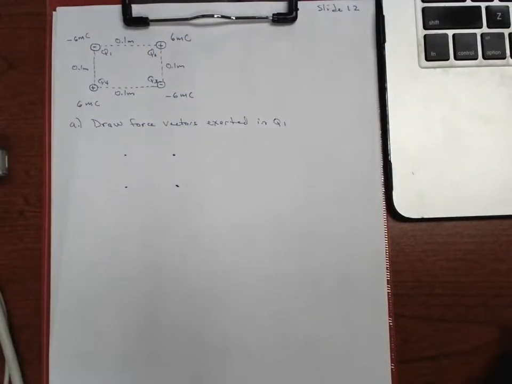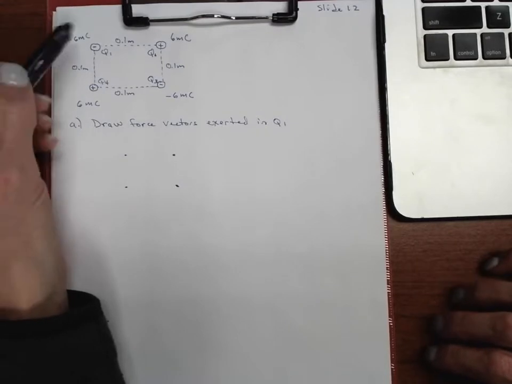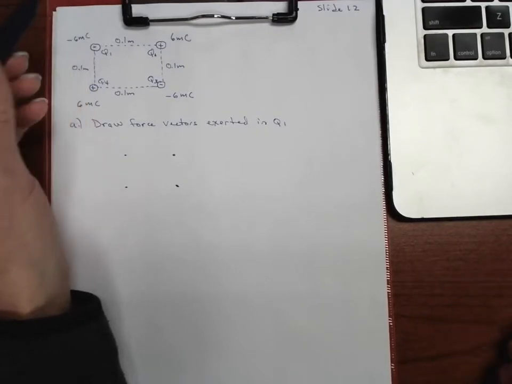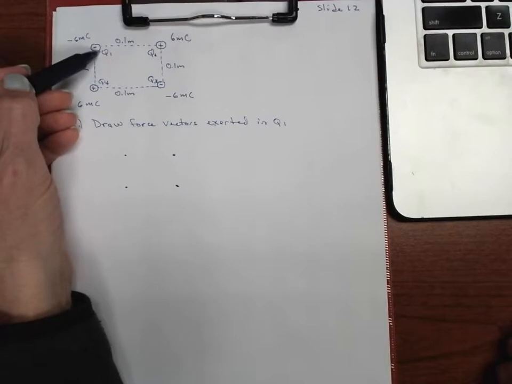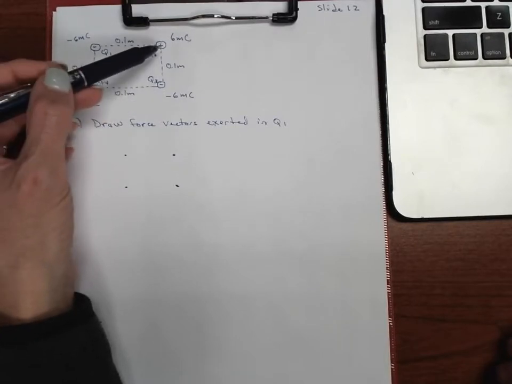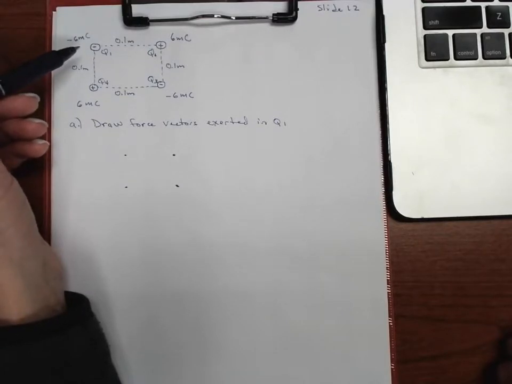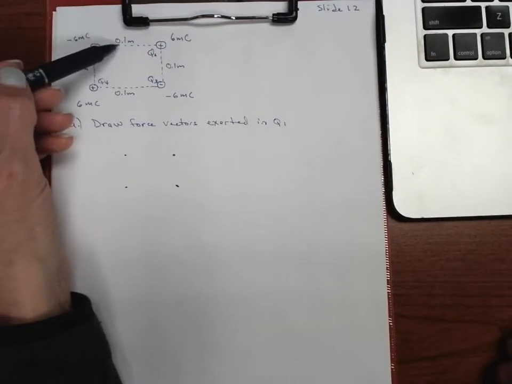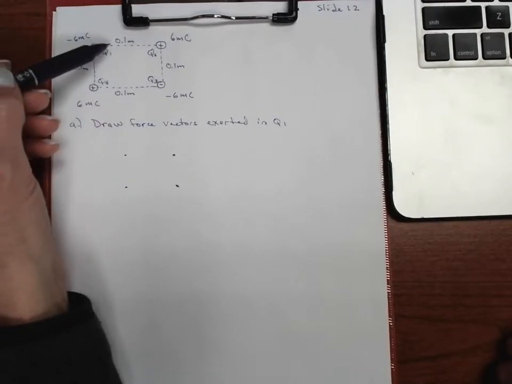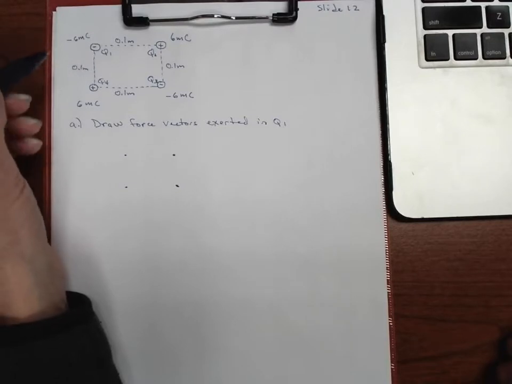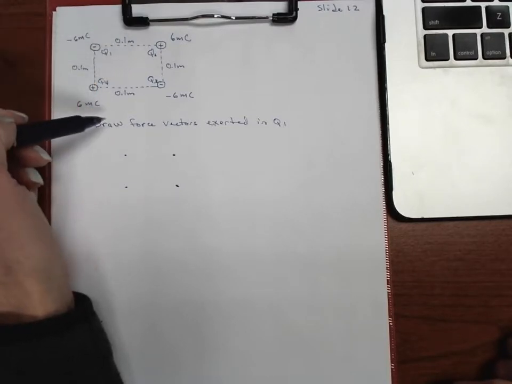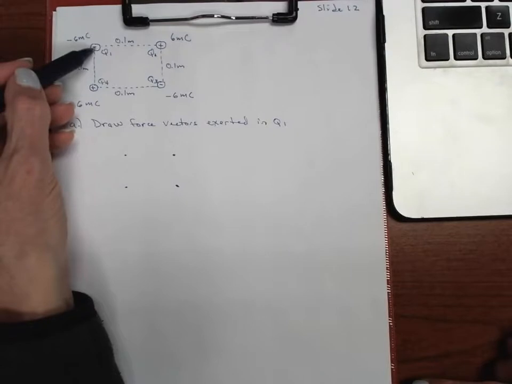This is the problem from slide 12, and it's asking you to draw force vectors on Q1 for these example charges. So I've got a set of 4 charges in a box. Notice that Q1 and Q3 are negative, and Q2 and Q4 are positive. Notice also that all of the charges have a charge of 6 millicoulombs, so 6 times 10 to the minus 3 coulombs. The length of each side of the box is 0.1 meters, so this is a square. What we're going to do is draw the force vectors exerted on charge Q1, so that's on this charge right here.